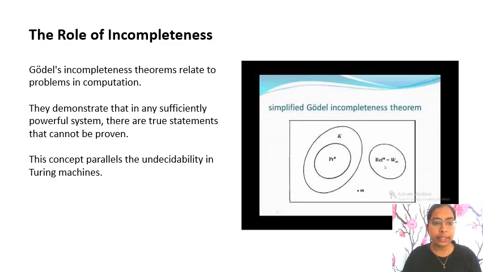The role of incompleteness. Gödel's incompleteness theorem relates to the problem in computation. They demonstrate that in any sufficiently powerful system, there are true statements that cannot be proven. This concept parallels the undecidability in Turing machines. A simplified Gödel incompleteness theorem diagram has been provided here.